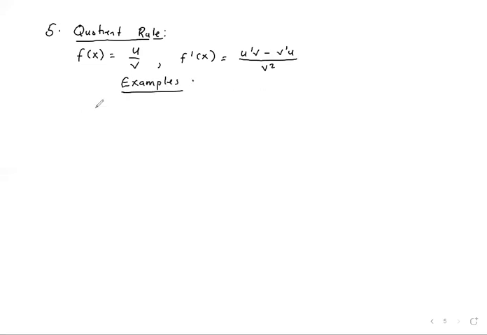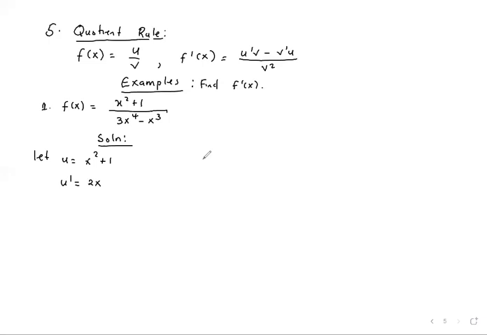You have to find f prime of x, when f of x is equal to (x^2 + 1) over (3x^4 - x^3). You've seen that these are fractions, so your solution should be, by letting u be the numerator, x^2 + 1, differentiate it, you get 2x. Let v be the denominator, v prime will be 12x^3 - 3x^2.